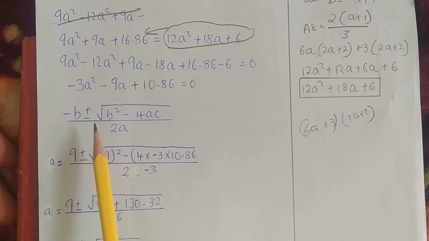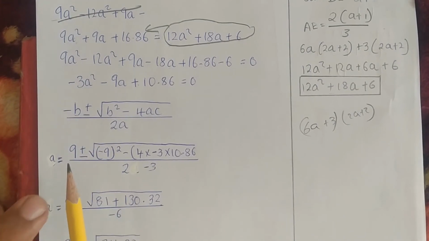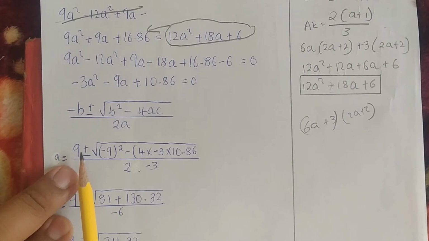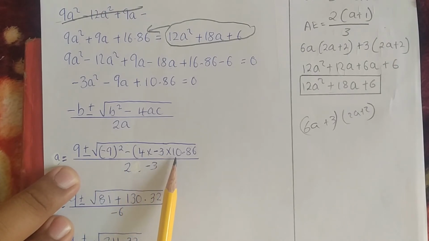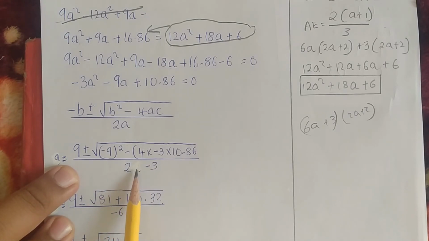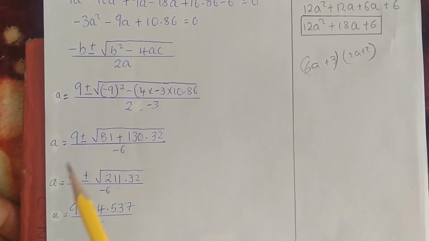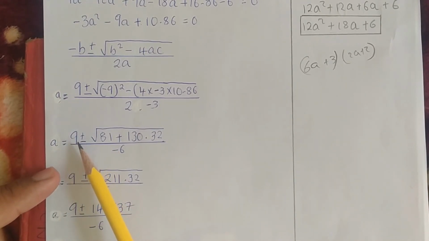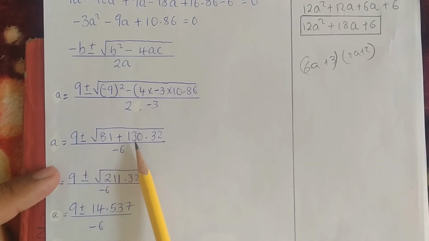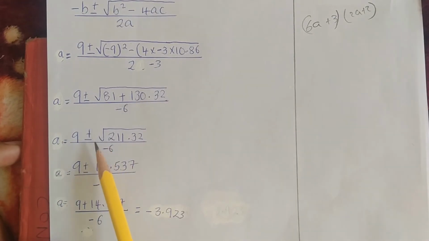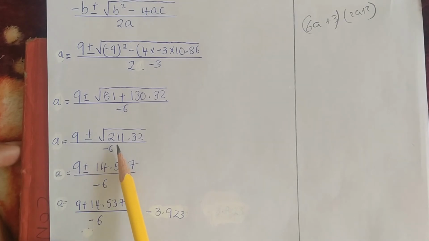So when we use the quadratic formula, and then we replace the values, our b is negative 9. So when you replace it by negative b, we'll get it as positive. So it's positive 9 plus or minus the root of negative 9 squared minus 4 multiplied by negative 3 multiplied by our c, which is 10.87, all over 2 multiplied by our a, which is negative 3. So going ahead, we'll get 9 plus or minus the square root of 81 plus 130.32 divided by negative 6. Going ahead again, when you add this, you'll get 9 plus or minus the square root of 211.32 all over negative 6.